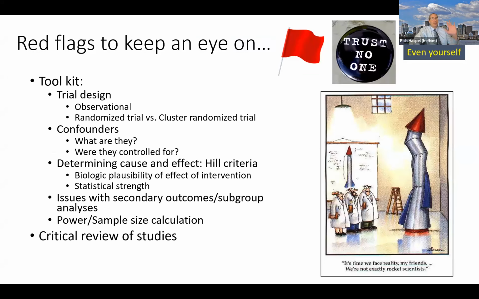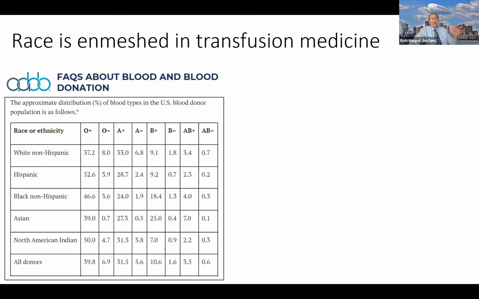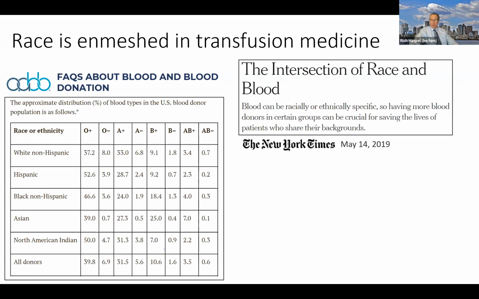Okay, so that was sort of the toolkit, the review of trauma studies. The last thing I want to talk about is unconscious bias. Race is enmeshed in transfusion medicine. You can go to the FAQs for blood donors on the AB website. It lists ABO by race: Hispanic, Asian, Black, etc. Here's a paper that came out in the New York Times, or an article. Blood can be racially or ethnically specific. The quote that opens is from a donor center leader in England who says, "We need Black blood."